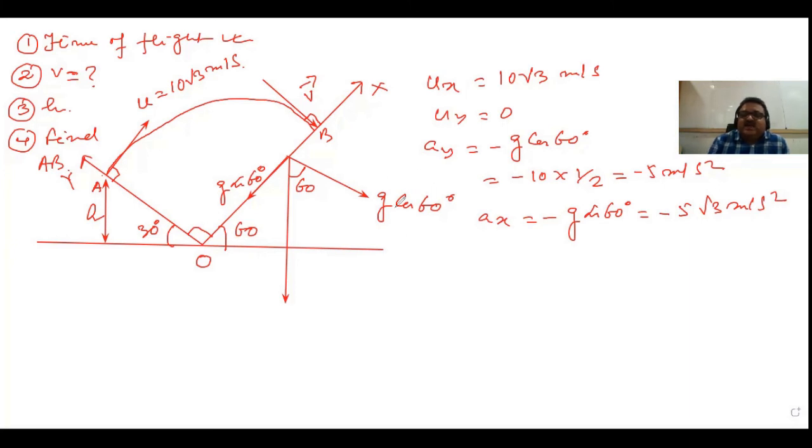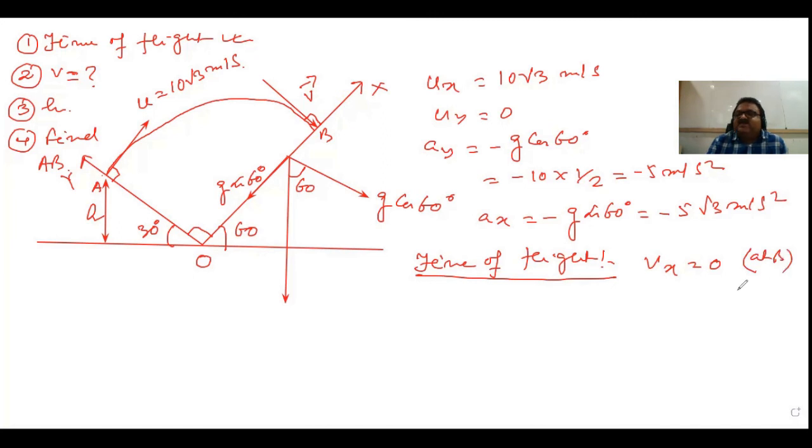Look, time of flight. At point B, the entire velocity is along the y-axis. That means Vx is equal to 0 at B. That is the advantage. So I'm applying this formula, Vx equal to ux plus ax into t. What is Vx? 0. It is hitting the plane perpendicular to the x-axis, correct? There is no component along the x-axis.